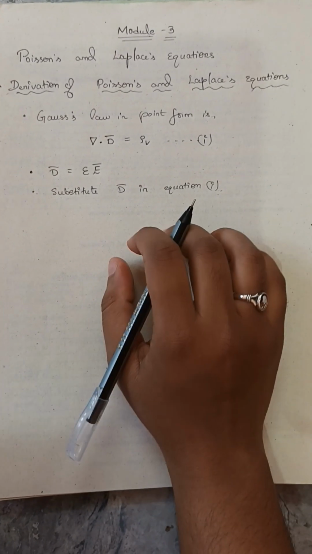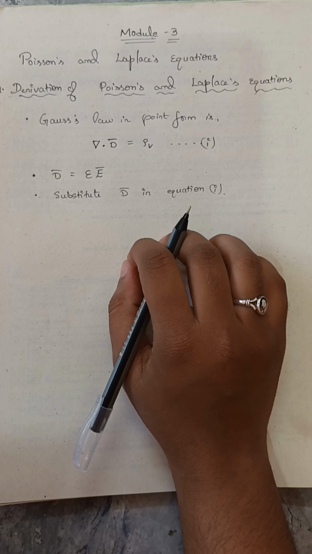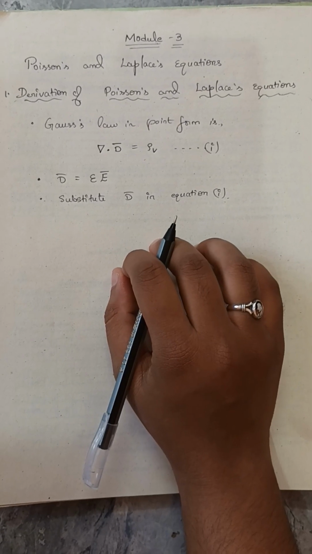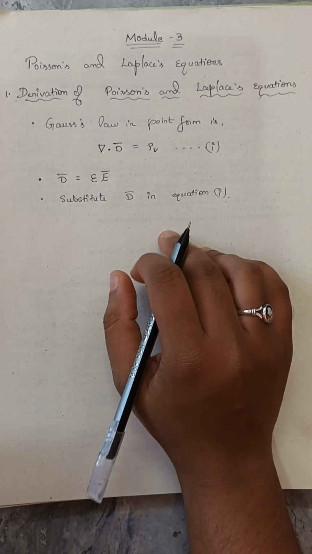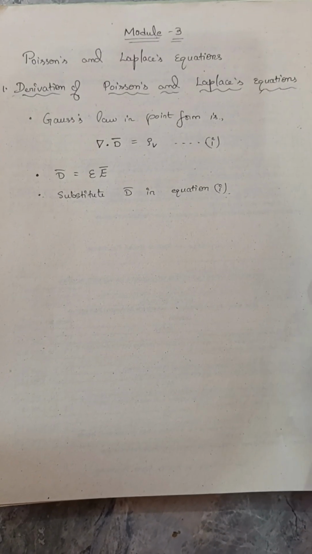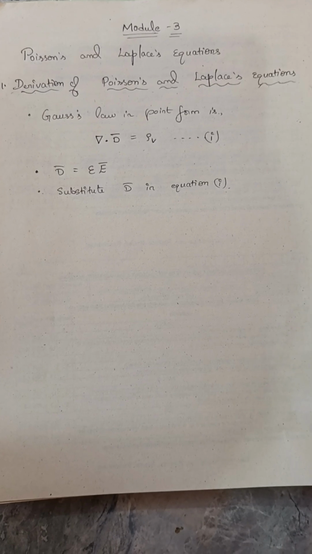Okay, so here I am going to explain some topics from module 3. Module 3 actually has two chapters. One is about Poisson's and Laplace equation, the other one is on steady magnetic fields. We'll be seeing only the first half of this module 3, that is Poisson's and Laplace equation.